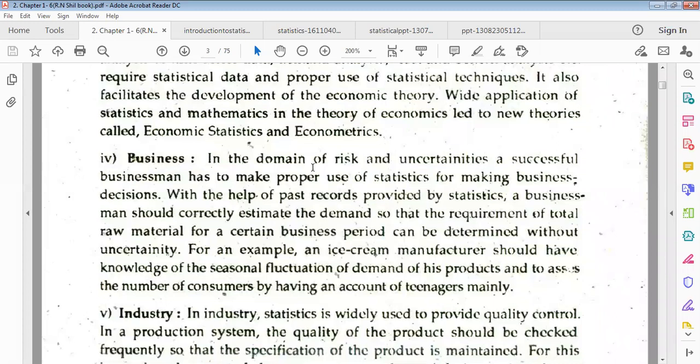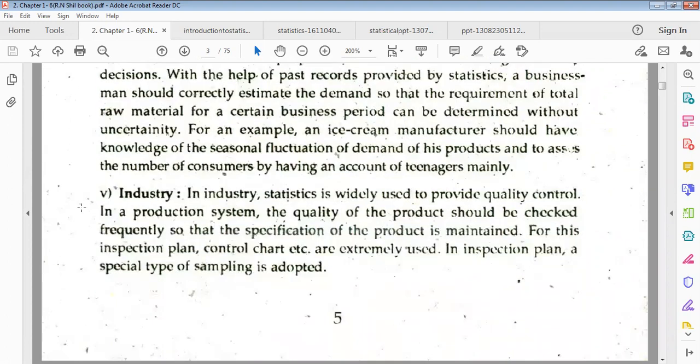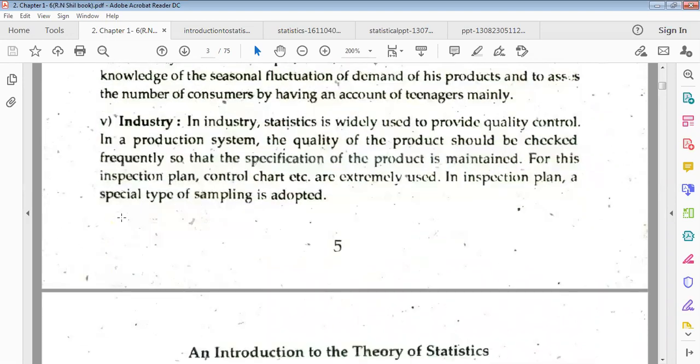In business also, you must know the business. Suppose Apple is a big company of the world. Their policy, their branding, and their new products, how to sell in the market, they must take help from statistics. So in business, it has contributed much. In a big industry, there are more applications of statistics.